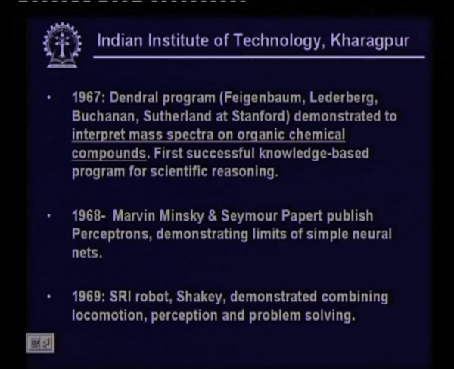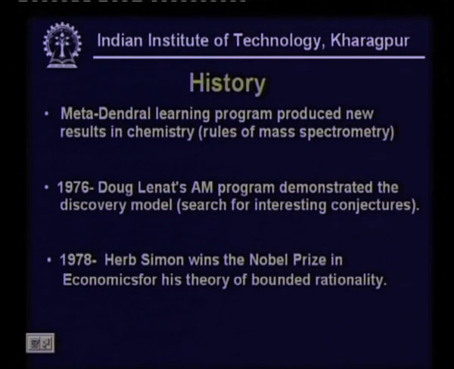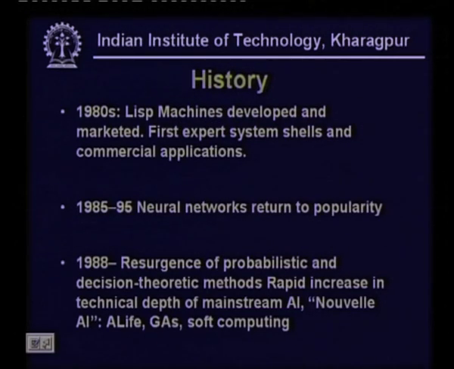In 1969, the robot Shakey, developed at SRI in Stanford, demonstrated locomotion, perception, and problem solving. 1969 to 79, knowledge-based systems are developed. Let's skip these. In 1976, Doug Lenat had the programs AM and Eurisko, which demonstrated the discovery model. In 1978, Herbert Simon from CMU won the Nobel Prize in Economics for his theory of bounded rationality.